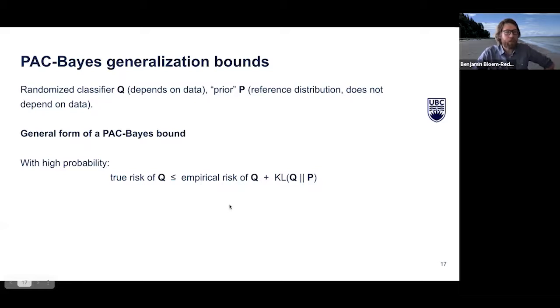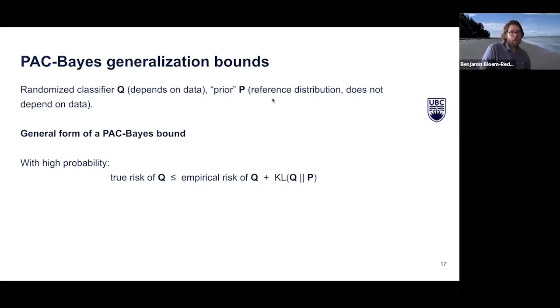The idea here is that we can start with a randomized classifier, and this can depend on the data. In practice, we train a neural network and then add some noise to the weights, and that induces a distribution over classifiers. Then we need a reference distribution, which is known in the literature as a prior. This is not to be confused with Bayesian inference, which actually updates from prior to posterior; really this is a reference distribution, and at least we'll keep it simple here and say that it can't depend on the data.